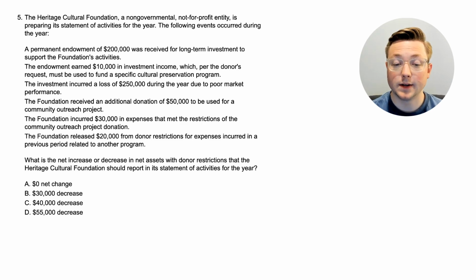The foundation received an additional donation of $50,000 to be used for a community outreach program. The foundation incurred $30,000 in expenses that met the restrictions of the community outreach project donation, so that is directly related to the thing above it, where they were given that $50,000. The foundation released $20,000 from donor restrictions for expenses incurred in a previous period related to another program. So a lot of stuff is happening here. What is the net increase or decrease in net assets with donor restrictions that the Heritage Cultural Foundation should report in its statement of activities for the year?